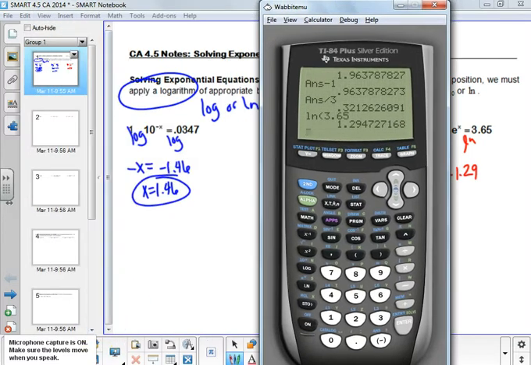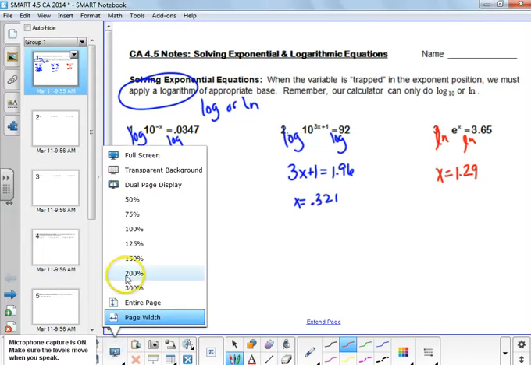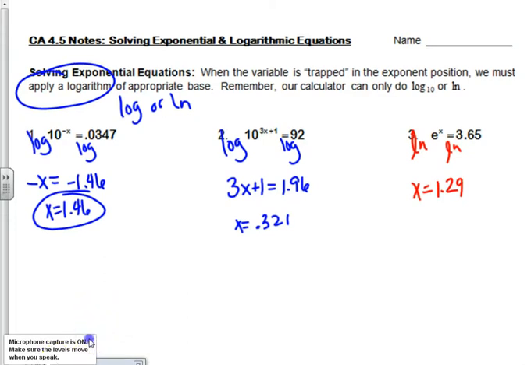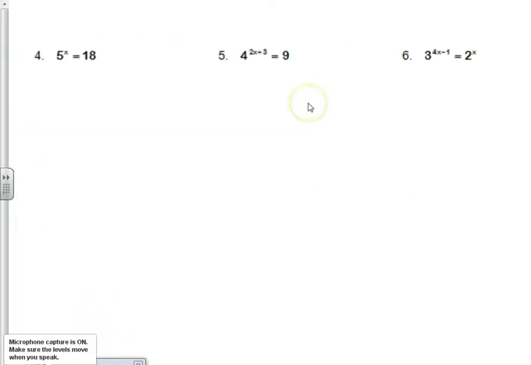Next set of problems. These are still exponential problems, but you're going to notice their bases are not 10s nor e's, so it's not going to matter which type of logarithm I apply. I tend to use natural logarithms simply because it's one less letter and I'm lazy.